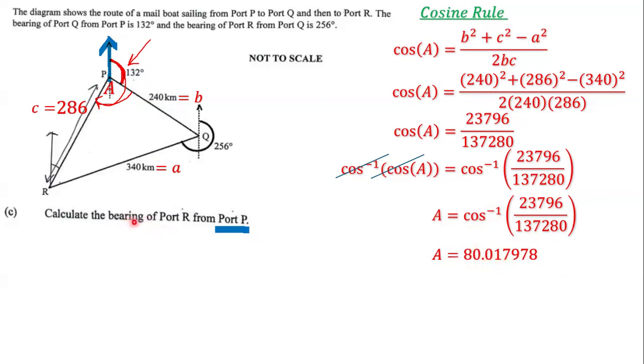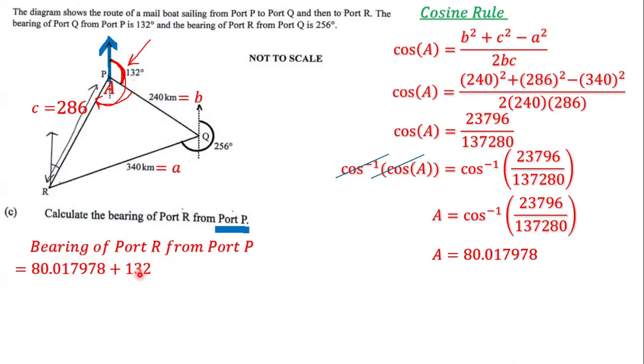But remember, we're trying to figure out the bearing. So the bearing is going to be angle A plus 132. So the bearing of port R from port P is going to be angle A plus 132 degrees. When we add them, we get 212.017978. We are going to write our answer correct to 2 decimal places. We understand that this digit is 7, and once it's 5 or greater than 5, we round up. So we add 1 to 1, and that gives us 2. And so correct to 2 decimal places, our answer is 212.02. That is the bearing of port R from port P. And that's the answer to this particular question.